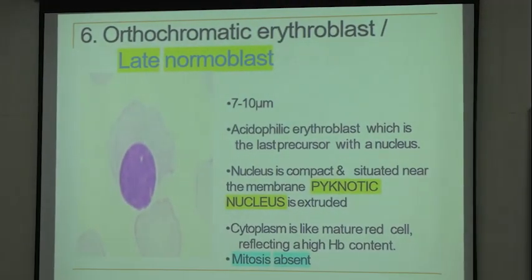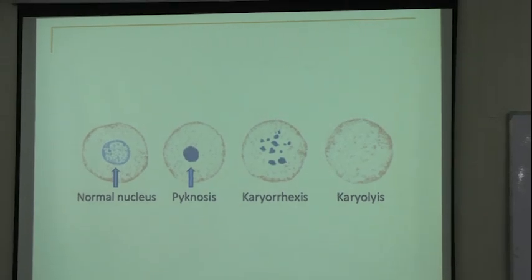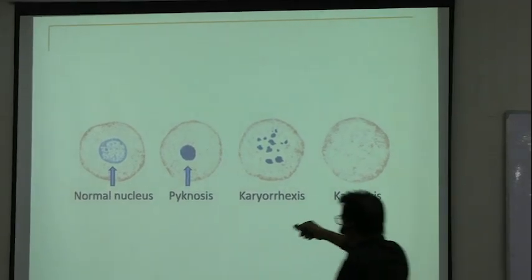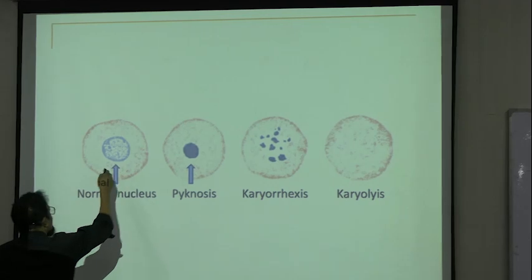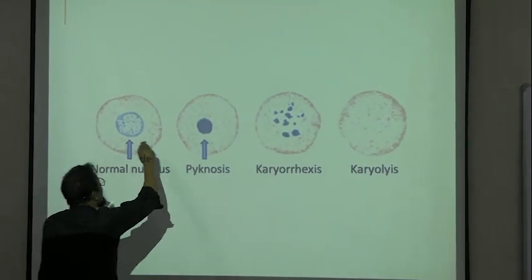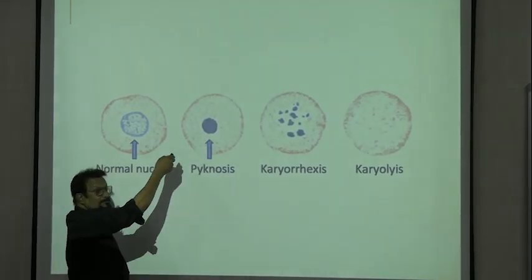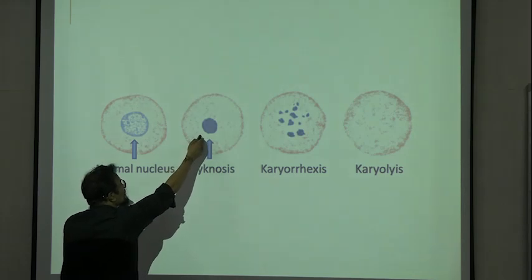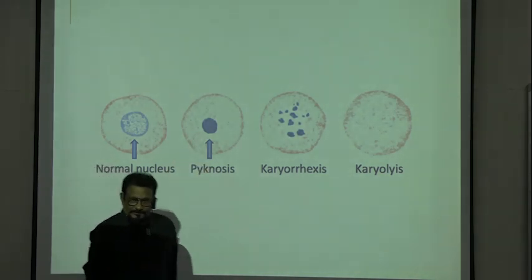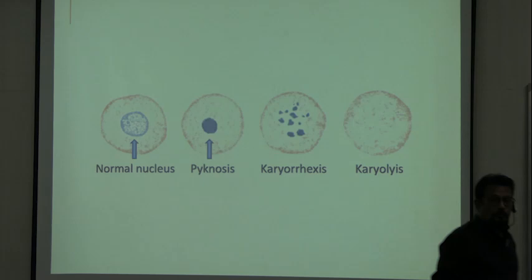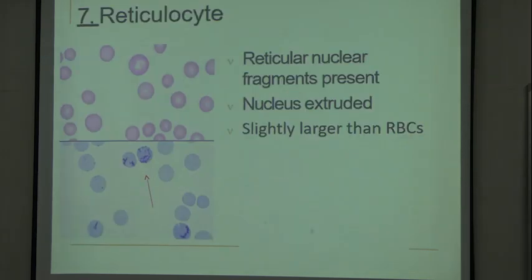This is the pycnotic nucleus. In the normal nucleus the number of nuclei is many, so gradually it becomes condensed, and ultimately this will be fragmented and eliminated from the cell. This is called pycnosis. In the reticulocyte, when you study it histologically, the reticulum will be there. But after some time, 3 or 4 days, this will go.